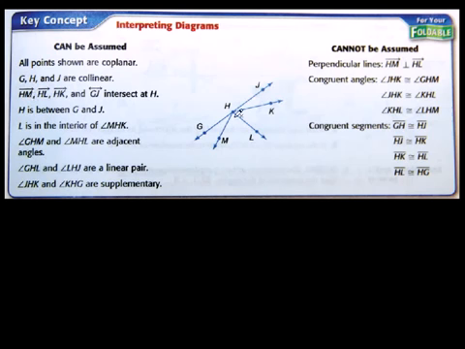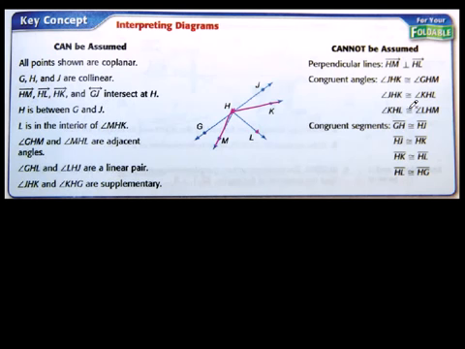Look at this, HM, see HM, and HL, and HK, and GJ, they all intersect at point H. That's an assumption that you can make, because it looks like it does, all right? Sometimes you can't always go by the looks, but in these situations, you can. L is in the interior of MHK. Let's find MHK. MHK is this, and so you can assume that if L is right there, it's in between those two sides, so it's in the interior. All right. I'll let you read off some of those.